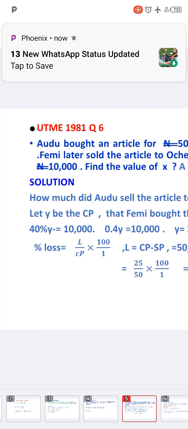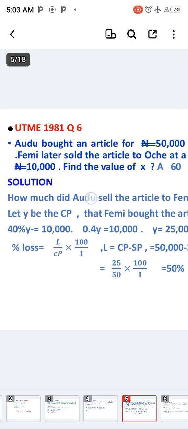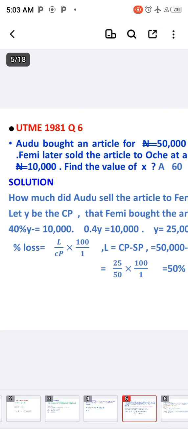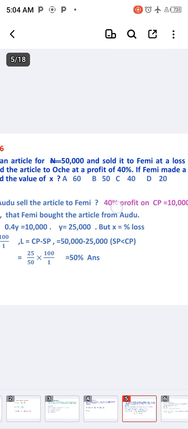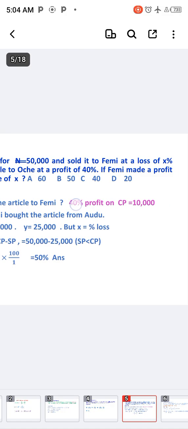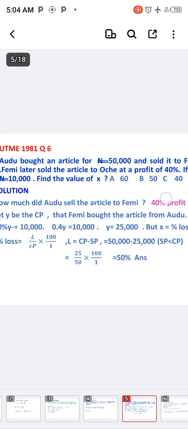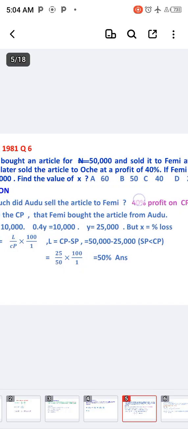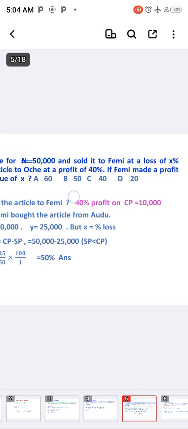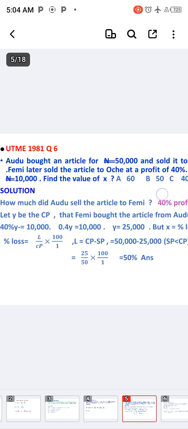Let's take another question. This question is taken from 1981, question 6. And it reads, Awudu bought an article for 50,000 naira and sold it to Femi at a loss of X%. Femi later sold the article to Oche at a profit of 40%. If Femi made a profit of 10,000 naira, find the value of X.